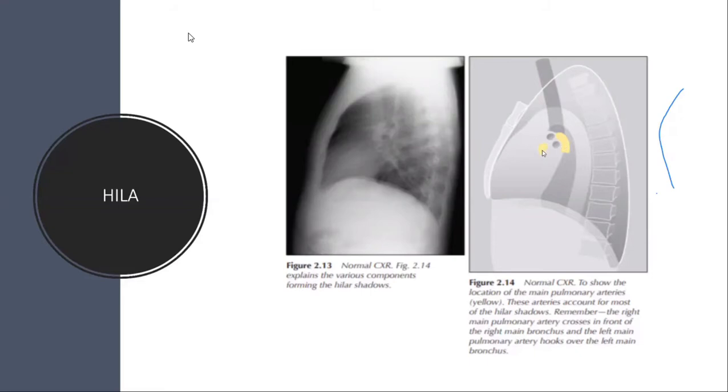You can see the yellow marks here, and the black dots are from the right and left upper lobe bronchus. You can see figure 2.14. The normal chest X-ray to show the location of the main pulmonary arteries is in yellow. These arteries account for most of the hilar shadows. Remember, the right main pulmonary artery crosses in front of the right main bronchus, and the left main pulmonary artery hooks over the left main bronchus.